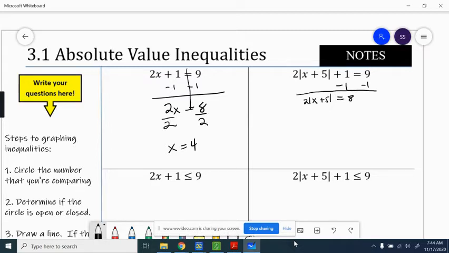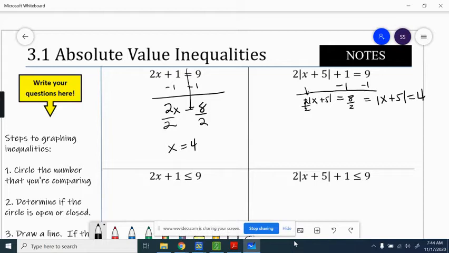And then I want to get rid of this 2, which a lot of students will try to subtract, but really there's no symbol in between here, so that means multiplication. So we need to divide by 2, and this would equal 4. So I'm left with the absolute value of x plus 5 is equal to 4.